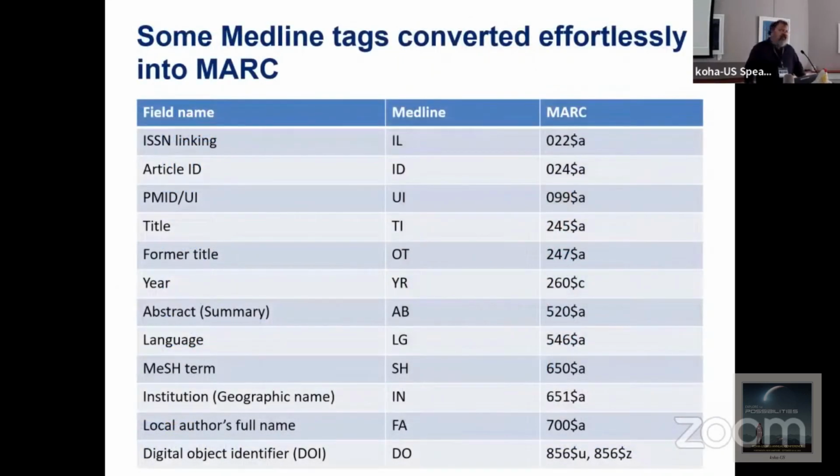Okay, some of the fields I had went effortlessly. ISSN linking to 022. Title 245. PMID UI, that's going to be significant. Each citation has its own unique identifier. Local call number 099A. Year, abstract, language, MeSH term goes nicely into the 650. Institution, geographic name, and good enough, 651. And digital object identifier goes nicely into the 856.